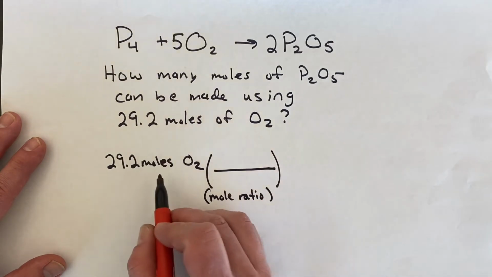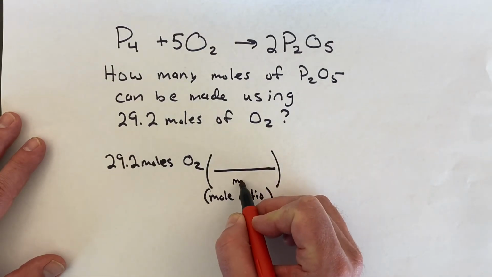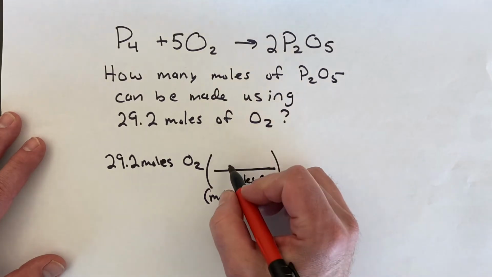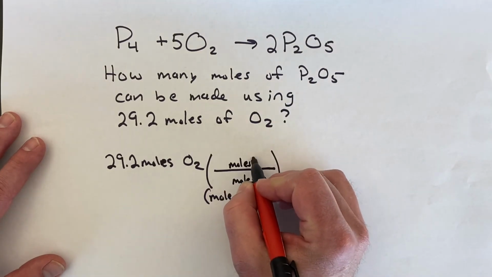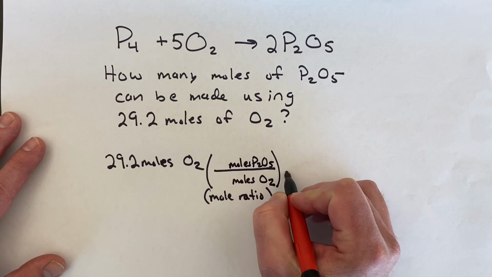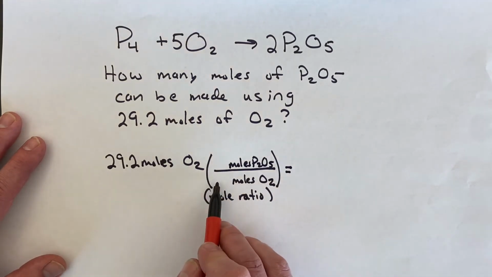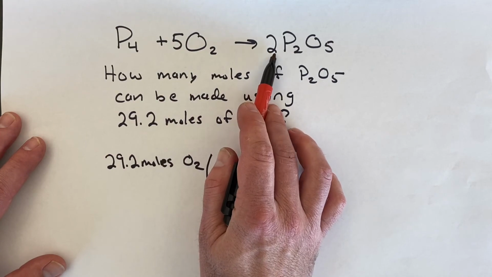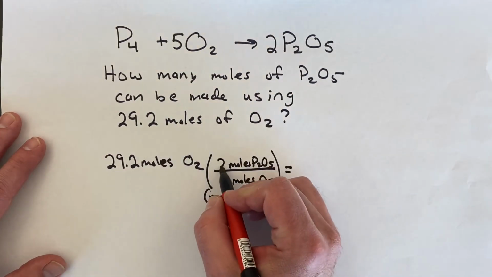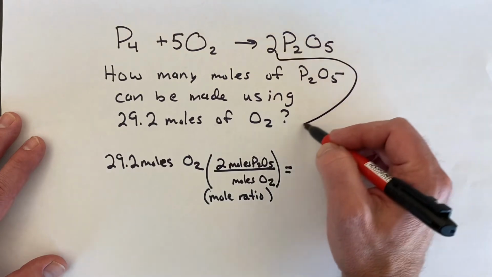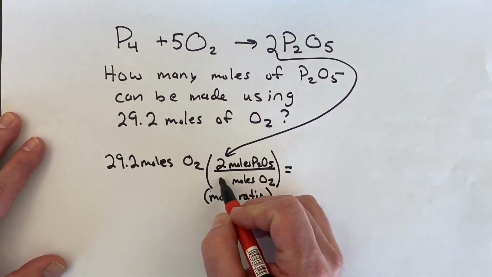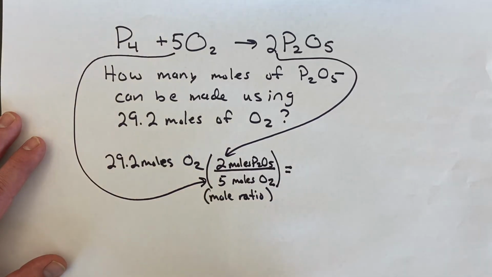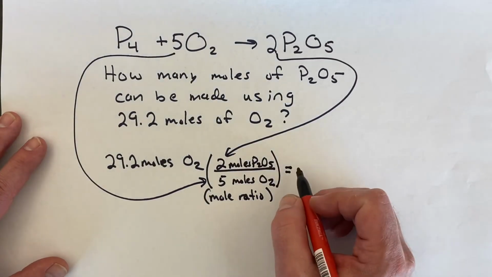So I'm going to go ahead and take the moles of O2 and put that on the bottom, because I want that unit to be destroyed. And the moles of P2O5 is going to go on the top. The numbers that go there are your coefficients in the equation. So 2 moles of P2O5, let's draw a fun arrow just for fun, and 5 moles of O2, that's where we get the mole ratio, or the stoichiometric factor.